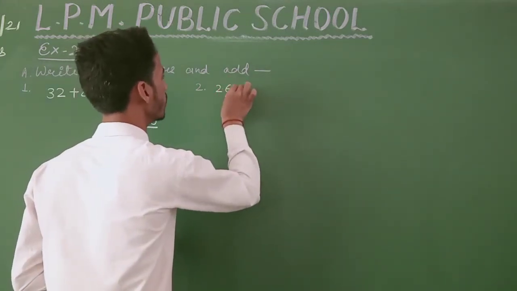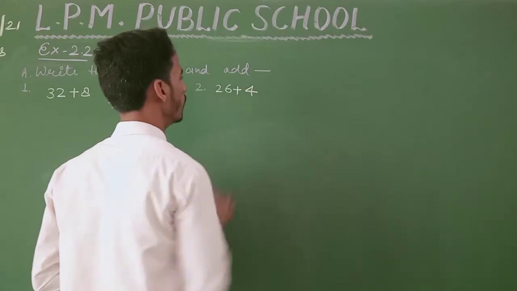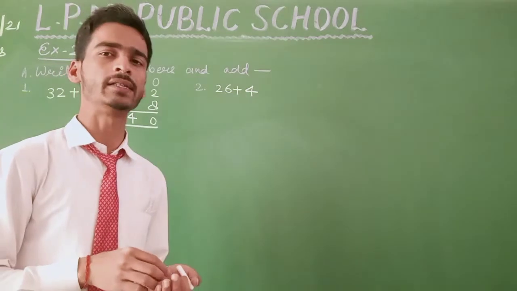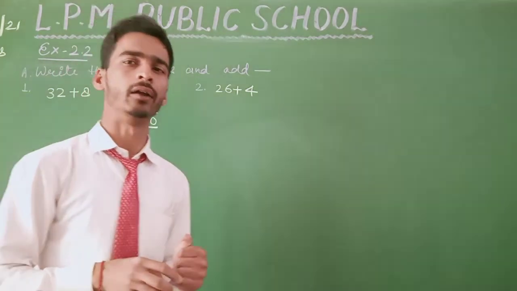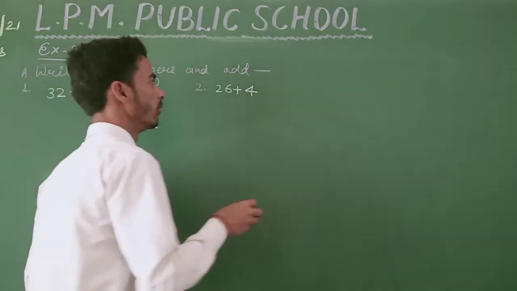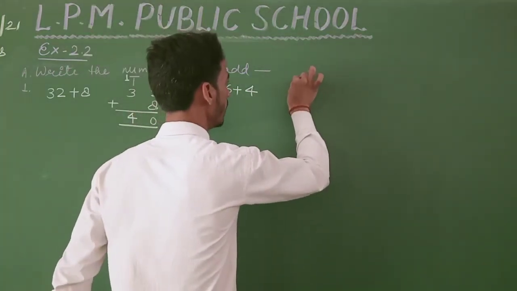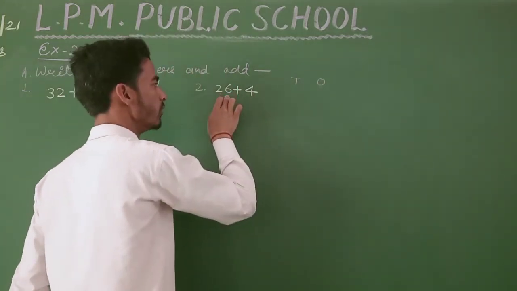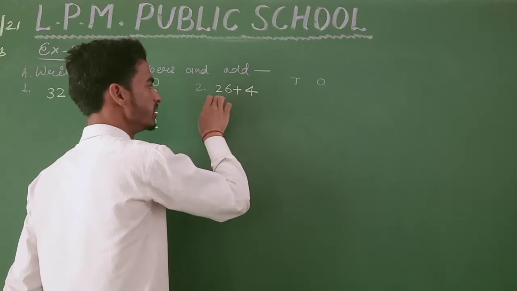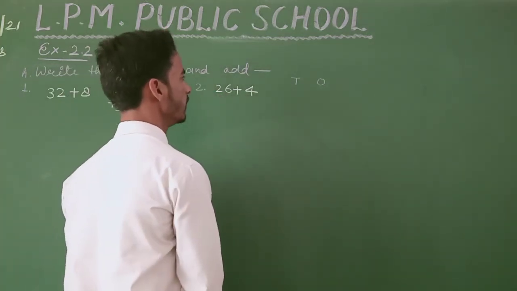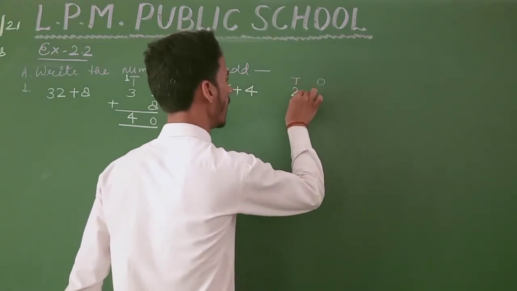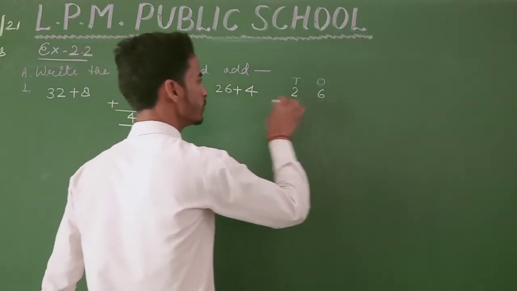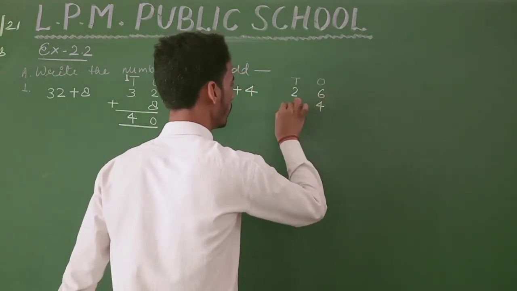The second question is 26 plus 4. We have to write it in numbers and after that add it. Firstly we have to write it in tens and ones columns. In 26, 6 is on ones place and 2 is on tens place, so we write 2 in the tens column and 6 in the ones column, and 4 is ones, so we write it in the ones column.